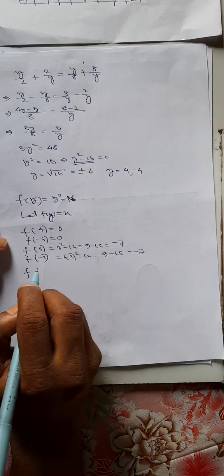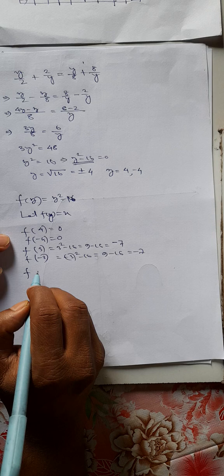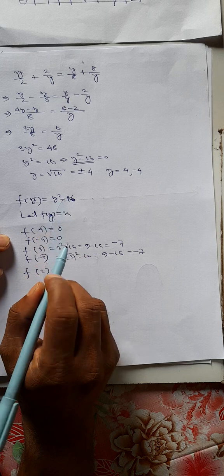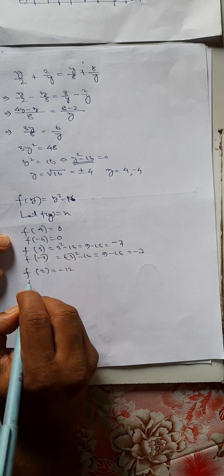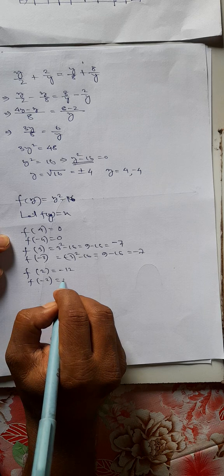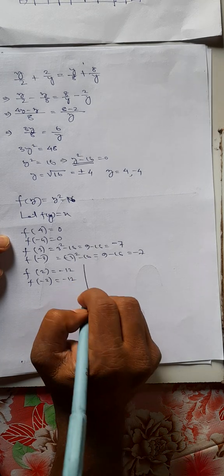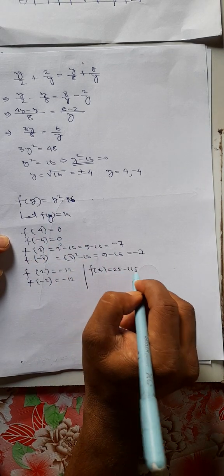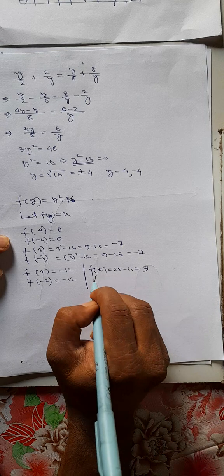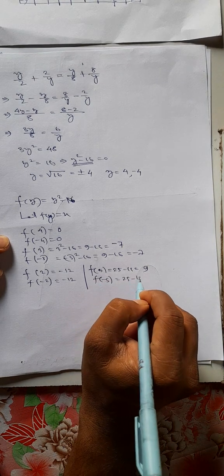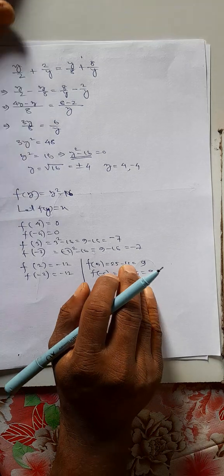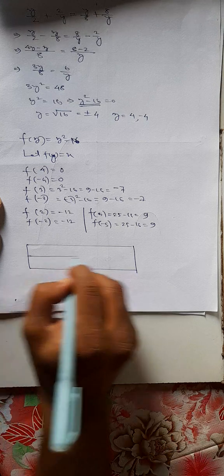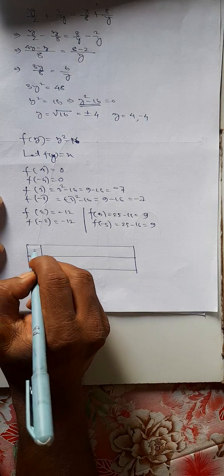Say for example 2. f(2) equal to 2 square minus 16, 4 minus 16, minus 12. f(minus 2) is again minus 12. Then f(5) equal to 5 square minus 16, 25 minus 16, 9. f(minus 5) equal to 25 minus 16 equal to 9. So we got some Cartesian coordinates. Let us find the pairs of coordinates.